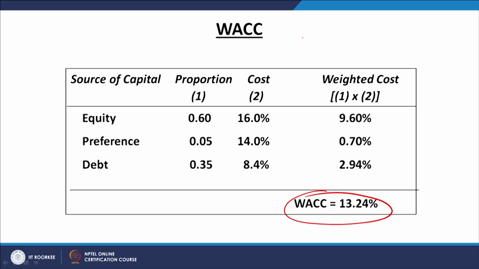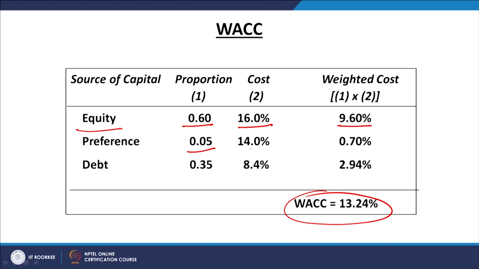Finally, on the basis of this information, we have calculated the weighted average cost of capital. We have taken the source of capital, the proportion, and the cost, and the weighted cost has been calculated. In the case of equity capital, our proportion is 60% and the cost is 16%. Mind it, the cost for equity and preference capital is the original cost, with no tax deductible advantage. So, the weighted cost is this much.